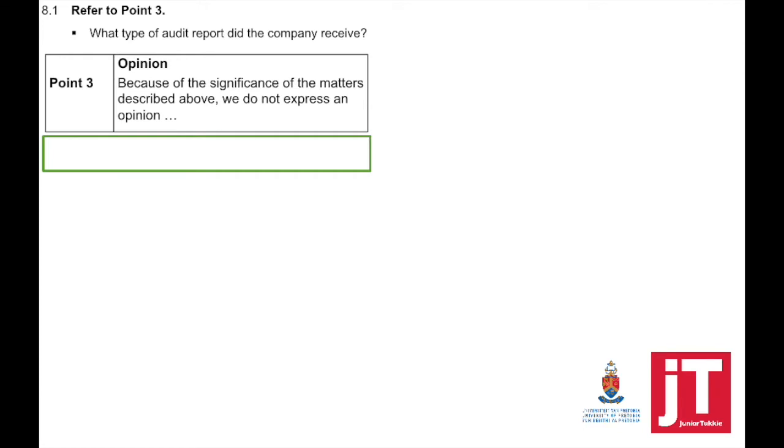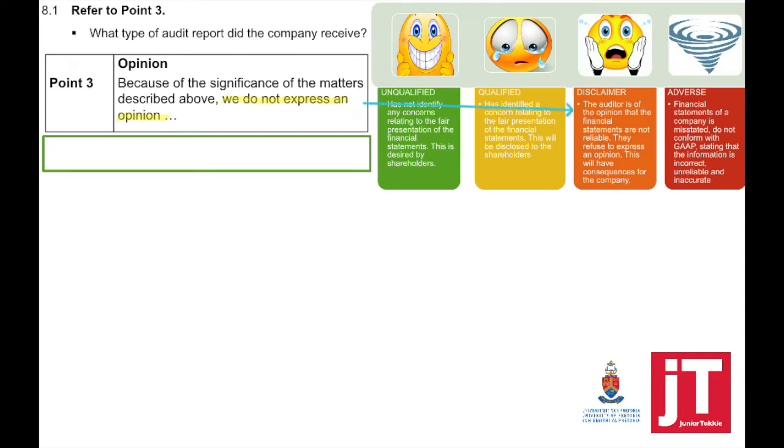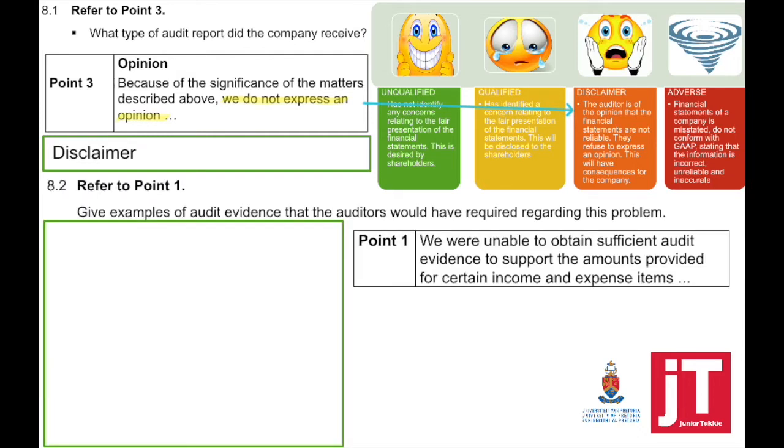So question 8.1, refer to point number 3. What type of audit report did the company receive? If we look at point number 3, because of the significance of the matters described above, we do not express an opinion. We do not express an opinion means that this is a disclaimer, which means it's a disaster. No company wants to receive this type of audit report.